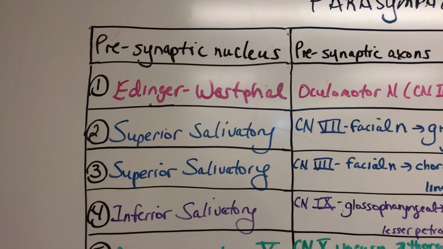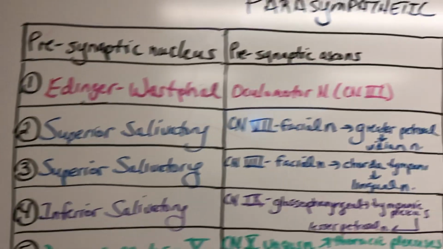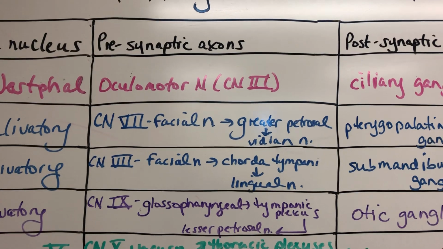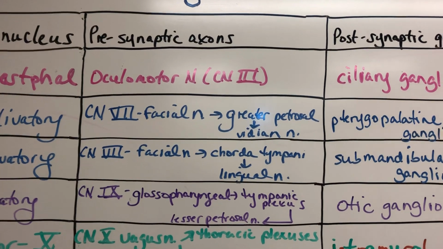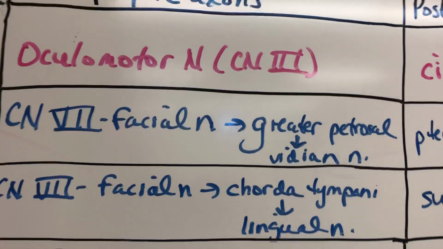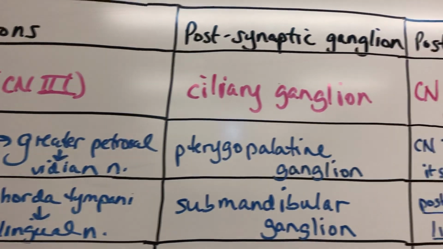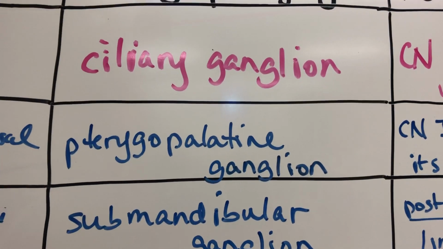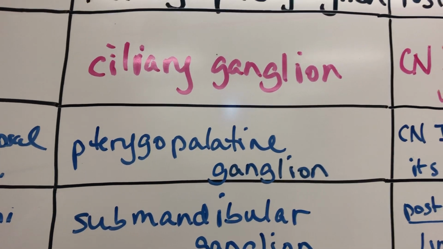So right here is the superior salivatory nucleus, which is found at caudal pons. We'll then hitchhike onto cranial nerve 7, the facial nerve, which then gives off the greater petrosal nerve that joins up with deep petrosal to form the Vidian nerve. The Vidian nerve is also known as the nerve to the pterygoid canal. We go in through the pterygoid canal into the pterygopalatine fossa, where we find the largest parasympathetic ganglion called the pterygopalatine ganglion. The pterygopalatine ganglion is suspended from the maxillary nerve.